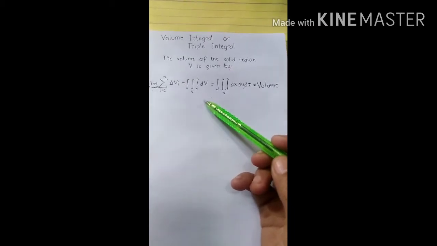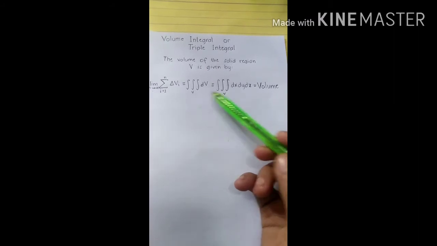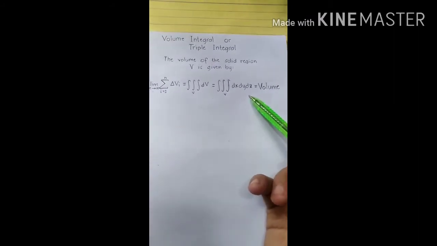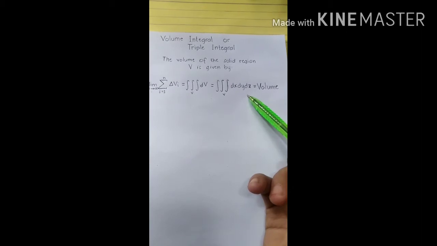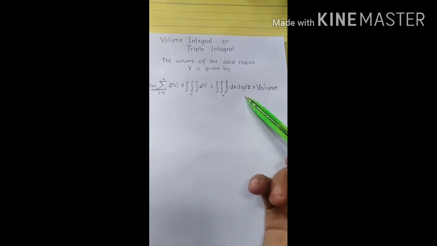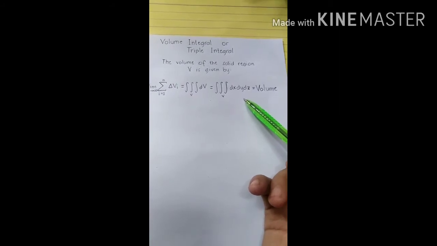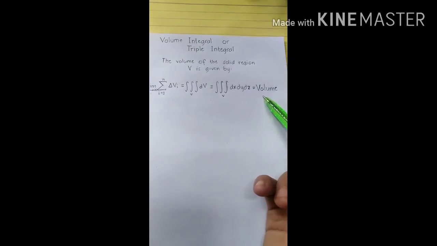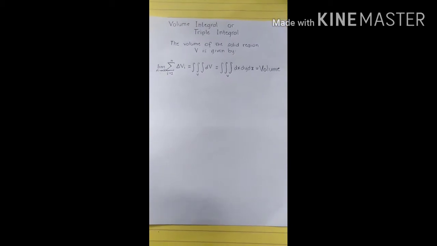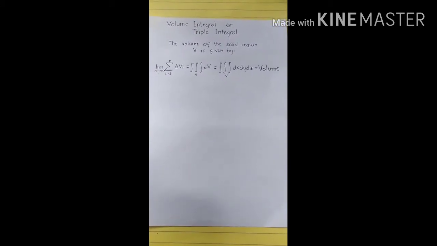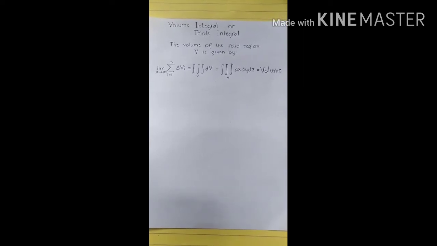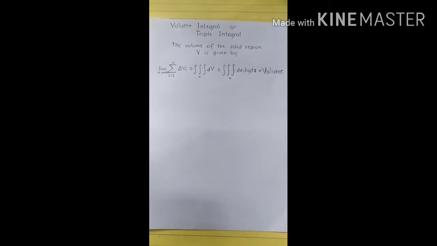And rewrite differential V as dx, dy, dz, or some other order of these three differentials, and let the limits of the integration represent the solid V. This will give us the volume of the solid. This is just like how we used a double integral to determine area. We can use a triple integral to determine volume. And remember that there are 6 possible orders of integration because there are 3 differentials.